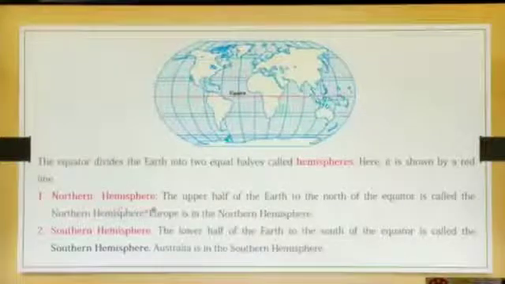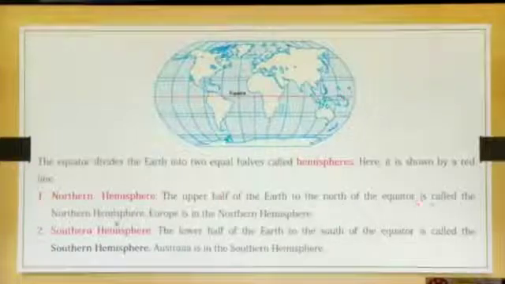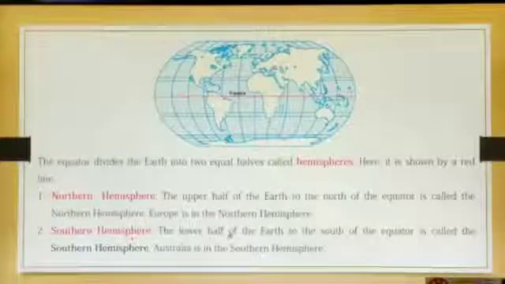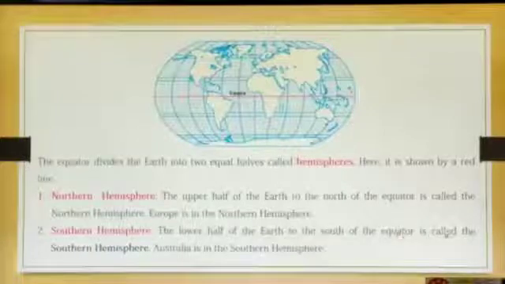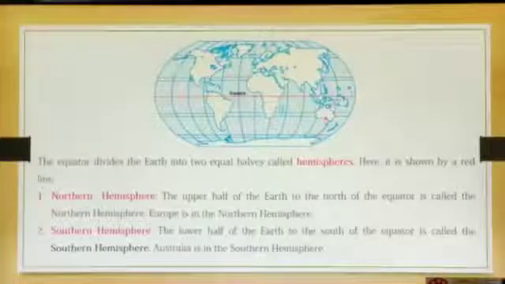First one, northern hemisphere. The upper half of the Earth to the north of the equator is called the northern hemisphere. Europe is in the northern hemisphere, just as an example. Next, southern hemisphere. The lower half of the Earth to the south of the equator is called the southern hemisphere. And another example is Australia. So Australia is in the southern hemisphere. Look at Australia here.